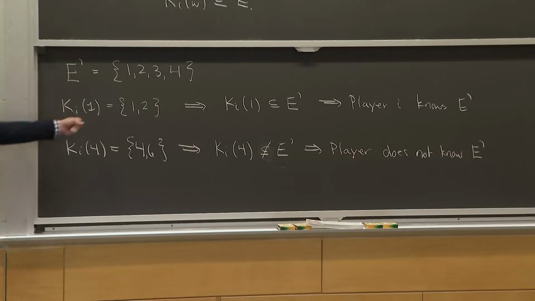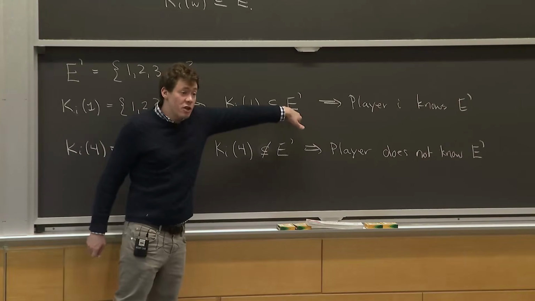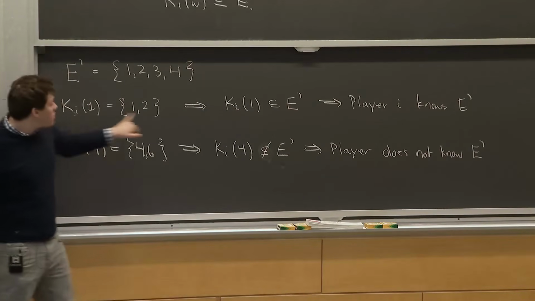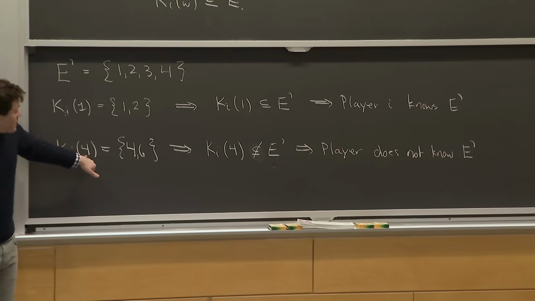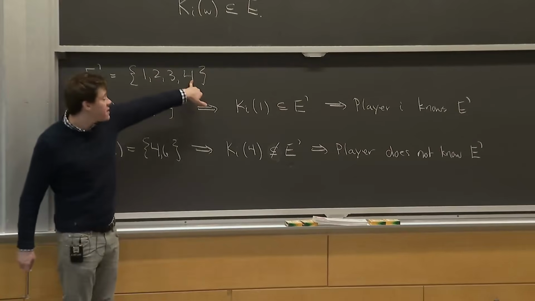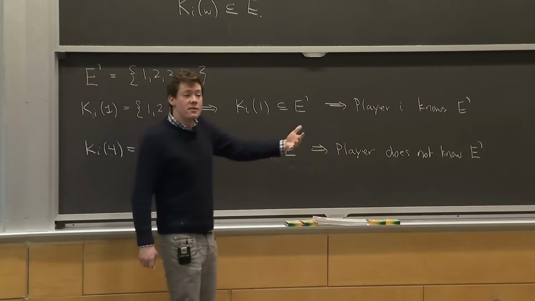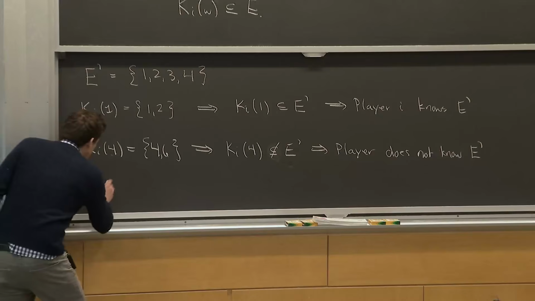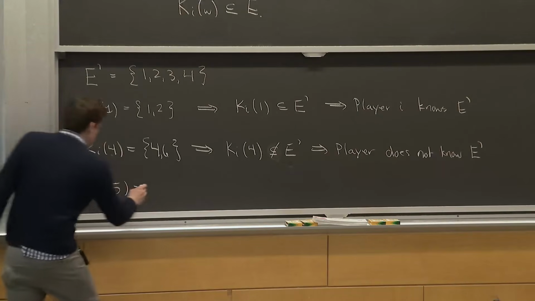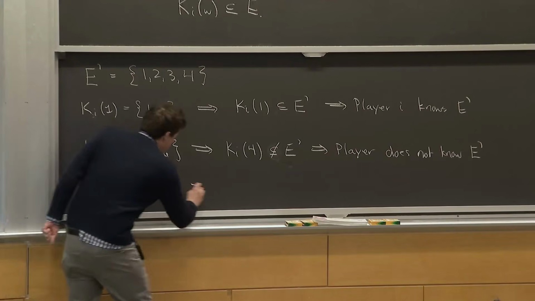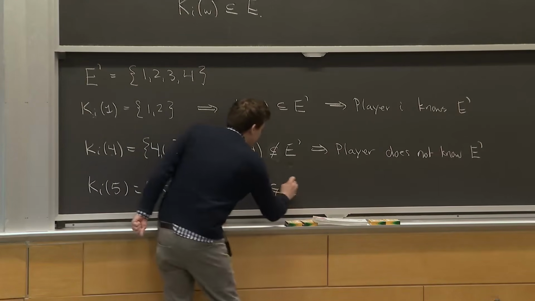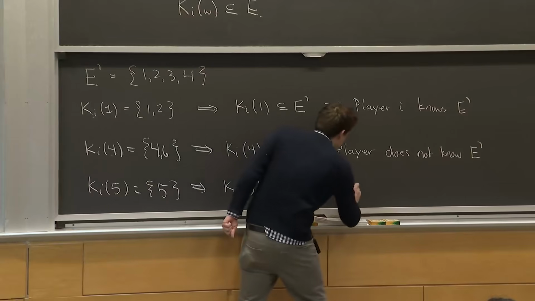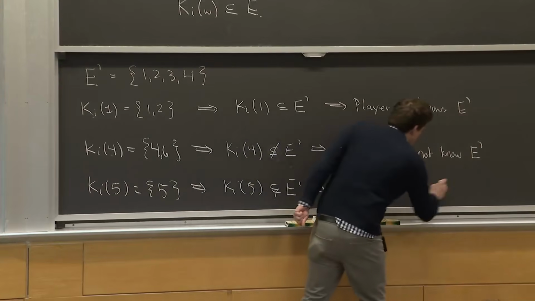Now, notice the difference here. When the state is 1, the event E prime has occurred, and the player knows that it has occurred. In state 4, event E prime has occurred because 4 is in E prime, yet the player does not know this. And then we can have an even easier case. Let's look at Ki of 5. And again, Ki of 5 is not a subset of E prime. So here, player I does not know E prime.